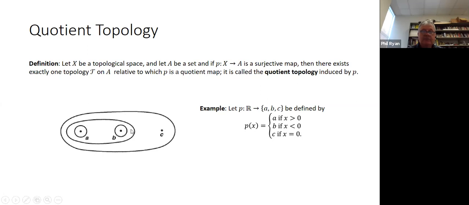And this will always give us a topology, right? Because we've got a surjective map, A is going to be an open set because the preimage of A is X. The preimage of the empty set is the empty set. So the empty set and A are always going to be in the quotient topology.